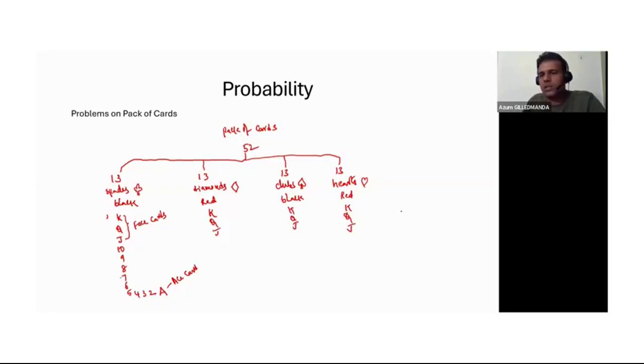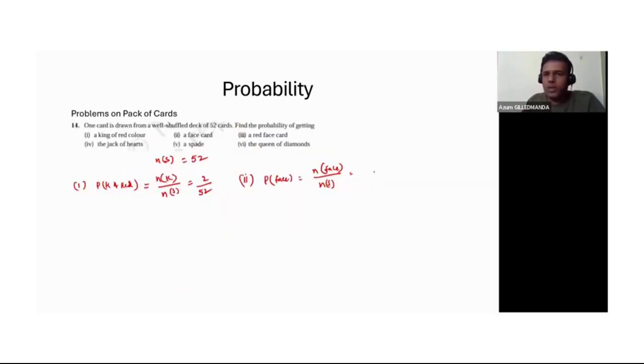So total face cards are three in each set into four sets. That means 12. So here n of getting a face card is 12 possibilities by total 52. You can simplify or you can leave as is. If you want to simplify, you can write this as 2 ones are 2, 2 13s are 26. That is 1 by 26.